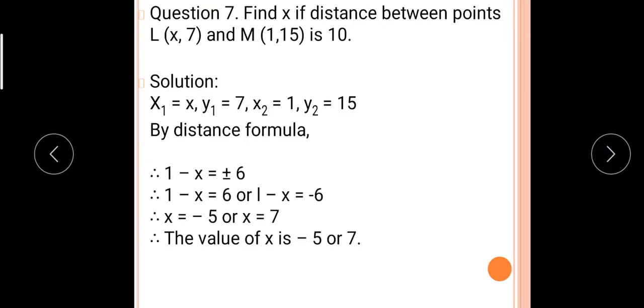Now question 7. Find the x if the distance between the points is 10. What is the distance between the points? Distance is equal to the square root of (x2 minus x1) whole square plus (y2 minus y1) whole square. It is 10. So we have to calculate by the distance formula. Write the formula, keep the values, and you will get 1 minus x is equal to plus minus 6.